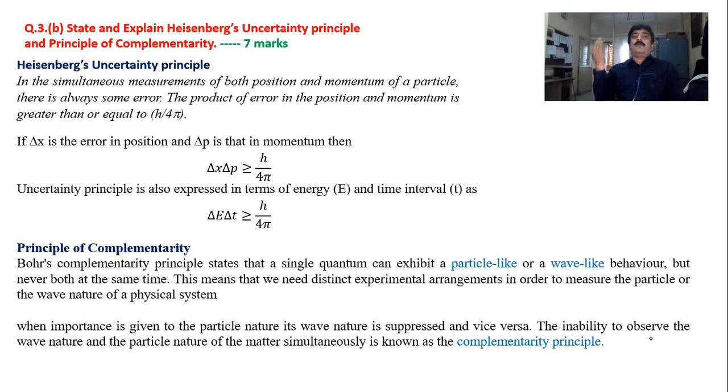This principle of complementarity leads to the uncertainty principle. So in the principle of complementarity, what he says is that it is impossible to measure both particle and wave nature simultaneously, that's all. Whereas in the uncertainty principle, what he says is there will be some error. It is impossible to measure accurately, but if you try to measure, there will be some error. The product of the errors is greater than or equal to h by 4 pi, Heisenberg says.